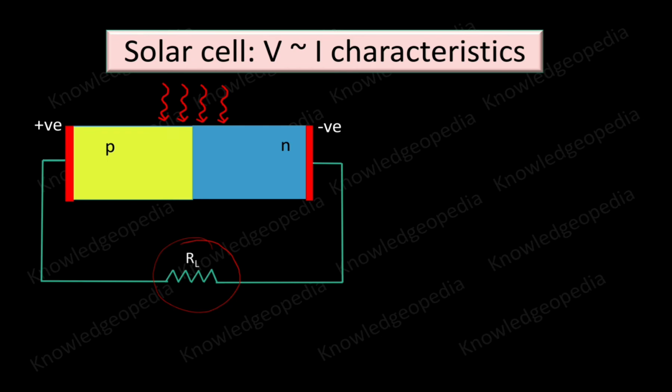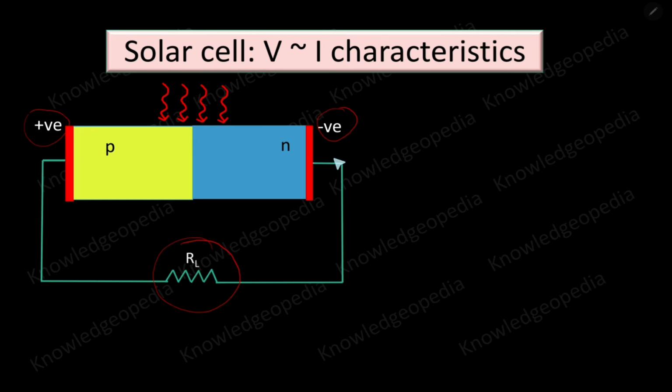Now we will see what is the sign convention we are going to consider when we are plotting the VI characteristics for the solar cell. First we will consider the direction for potential. Here you see the P side we are having positive potential, N side is having negative potential.